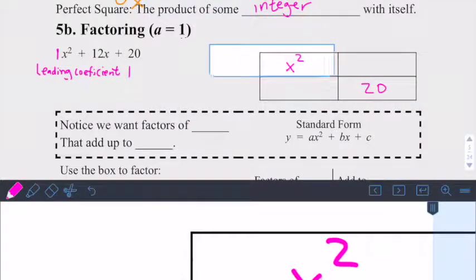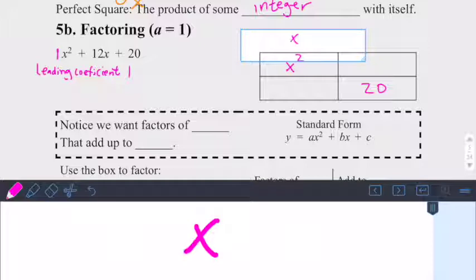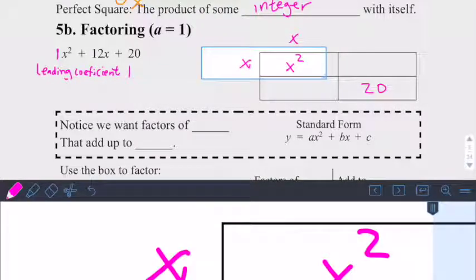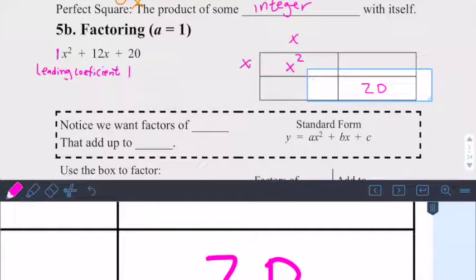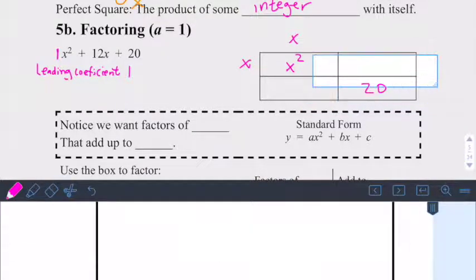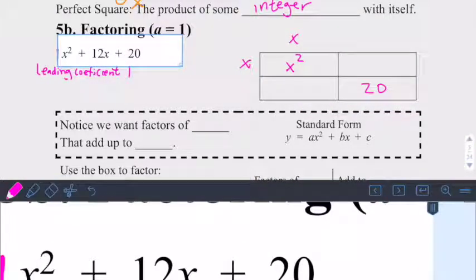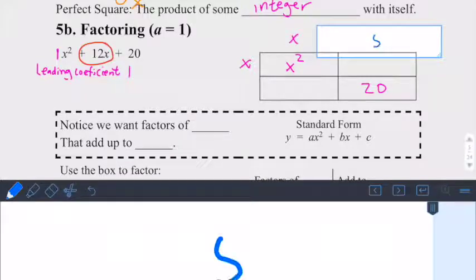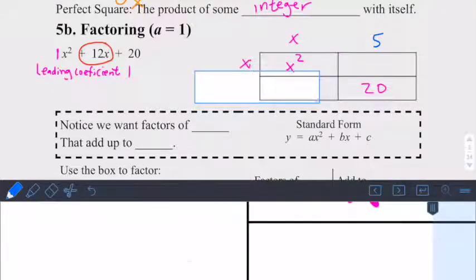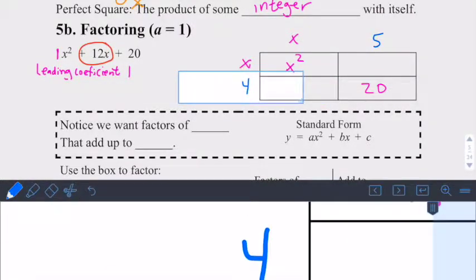Okay, so we know that x times x is going to give us x squared. We know that. Then we need factors of 20, because they need to add up to 12 when I add them. Well, I'm going to try some. Don't write this. I'm going to try 5 times 4. Well, 5 times 4 is 20.